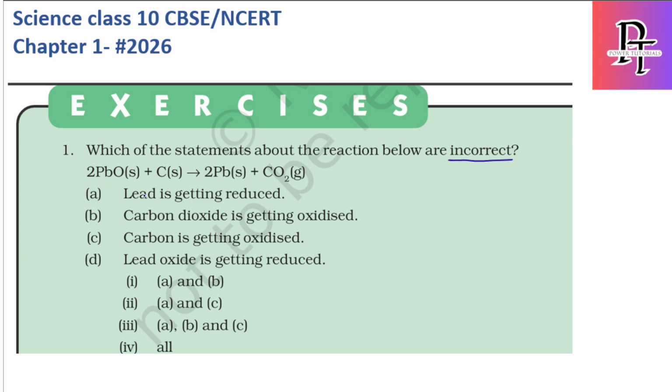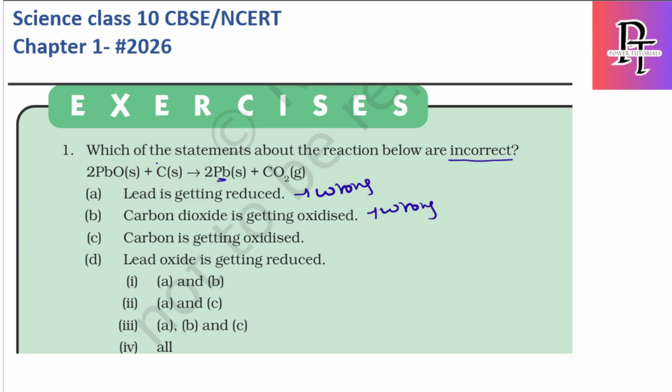So this is the equation. Lead is getting oxidized, lead is getting reduced. Lead oxide is getting reduced to lead, but saying lead is getting reduced is not right, so this is a wrong statement. Carbon dioxide is getting oxidized. Okay, this is also a wrong statement.